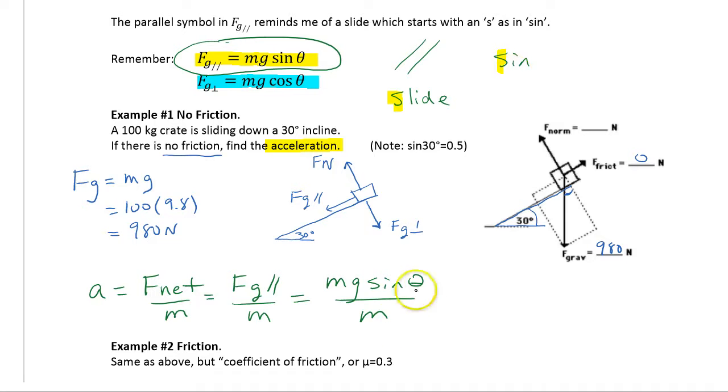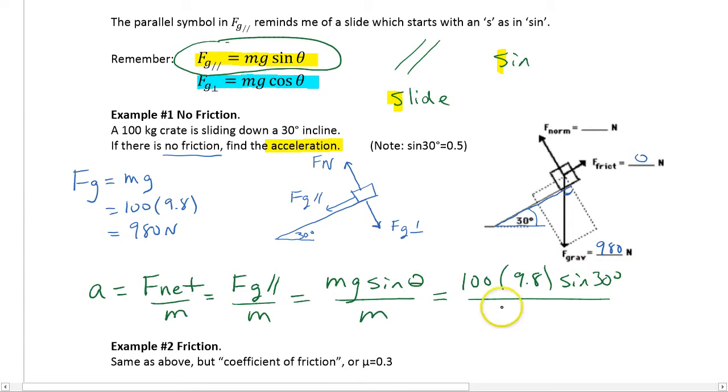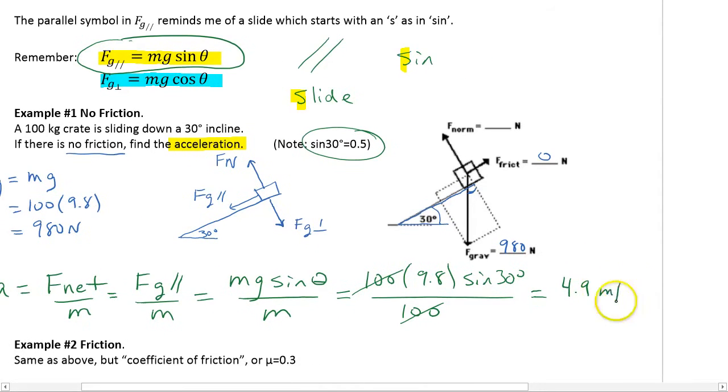Continuing on here, we got mg sine theta over m. Now let's plug in our numbers. The mass is 100 multiplied by 9.8 was g, and then the sine of 30 degrees, divided by 100. My hundreds cancel each other out, and I get 9.8 times the sine of 30 degrees, which comes up a few times and is actually equal to 0.5, so I'll get 4.9 meters per second squared.